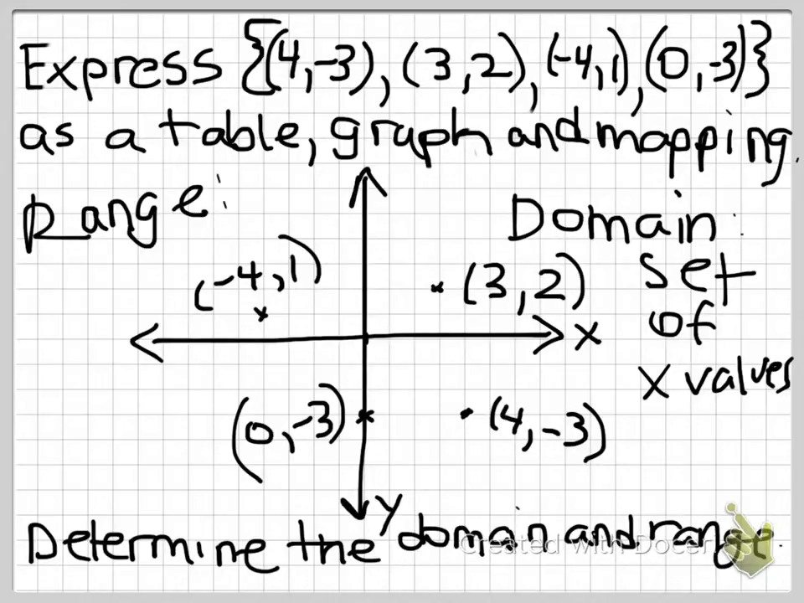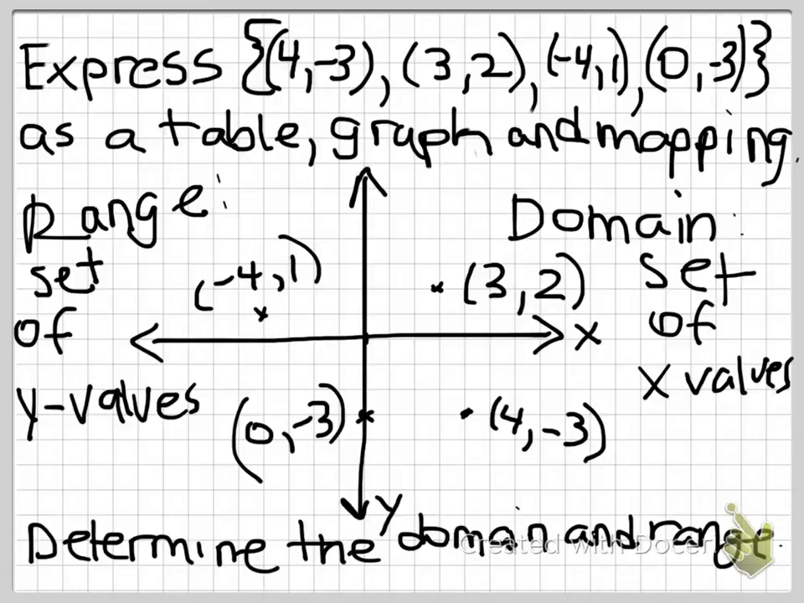So when you have them listed in a table or a mapping diagram, it makes it a little easier to see the set. But if we're going to look at the ordered pairs, we can just look at the x coordinates and list those as my domain. So we have 4, 3, -4, and 0. So that would be my domain.